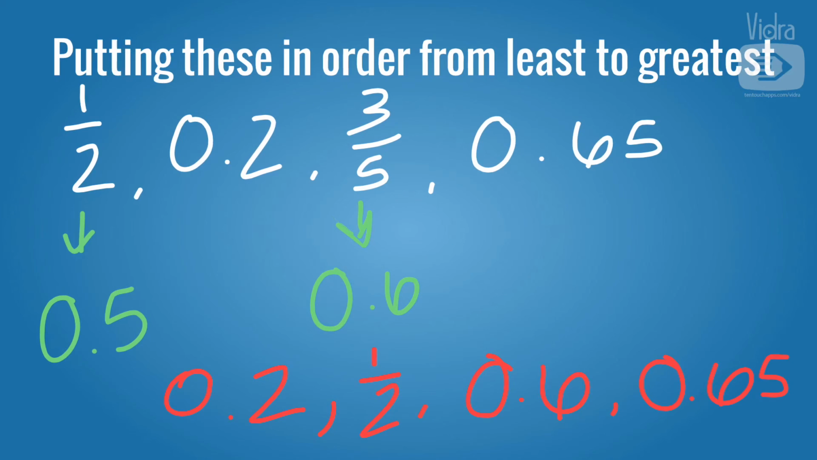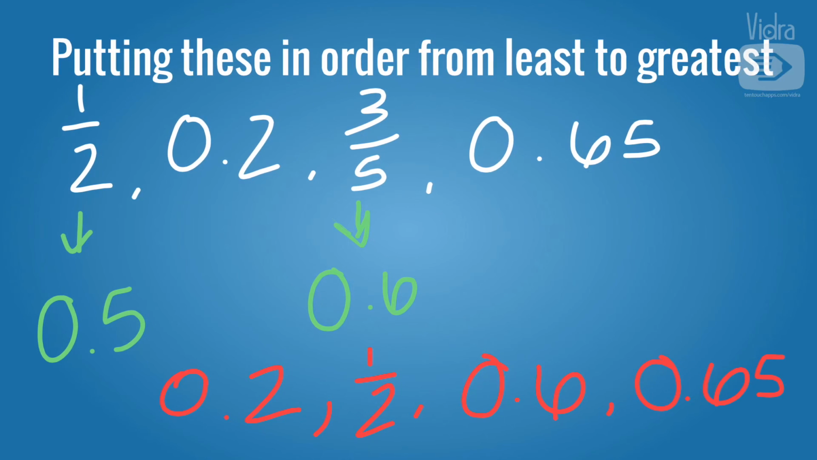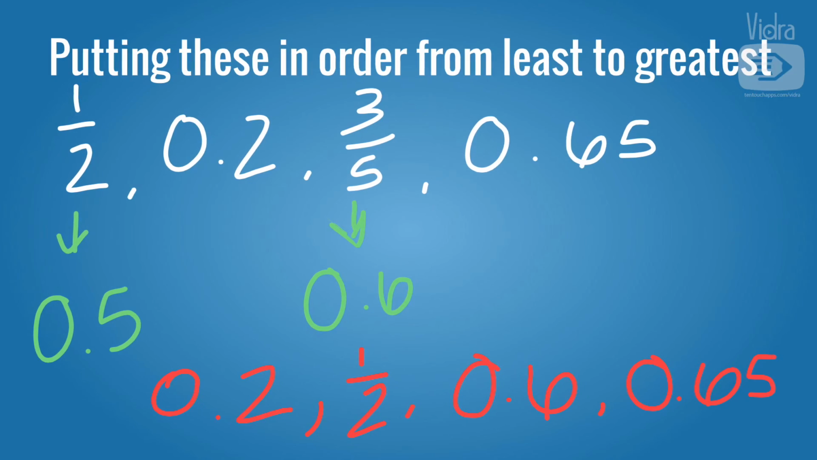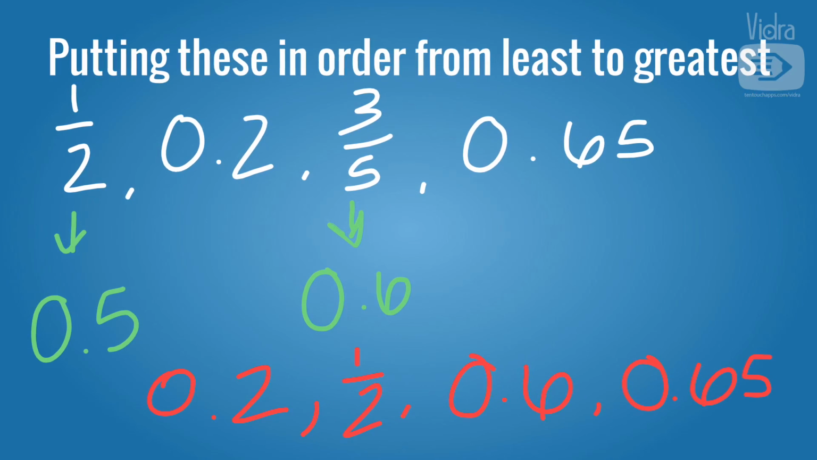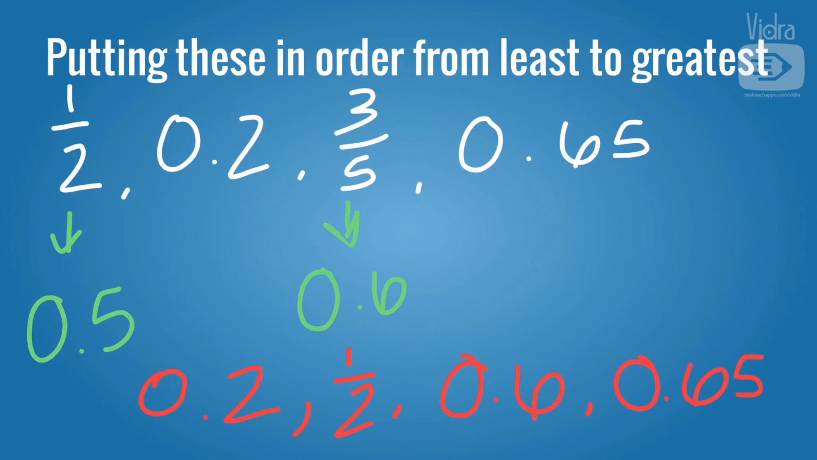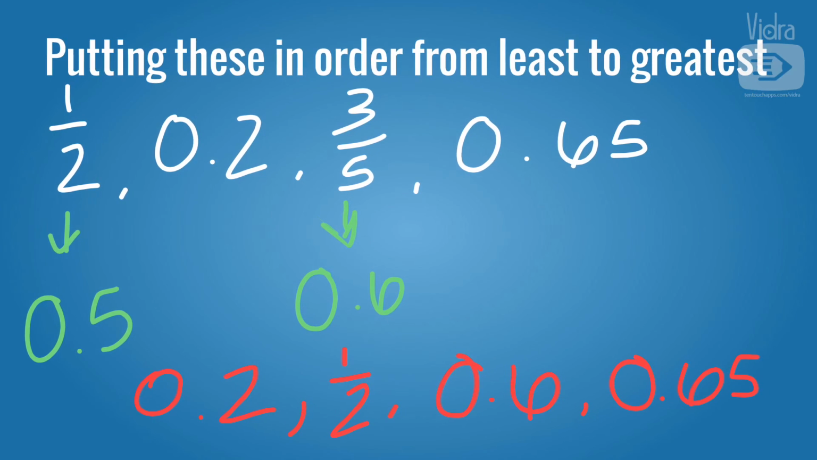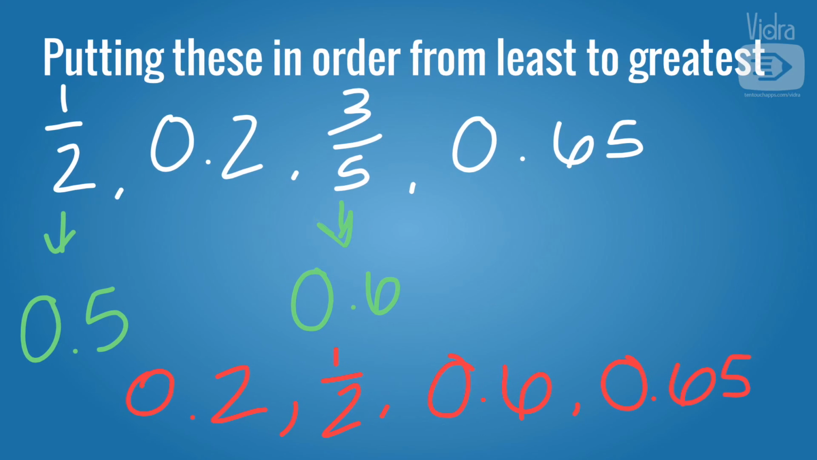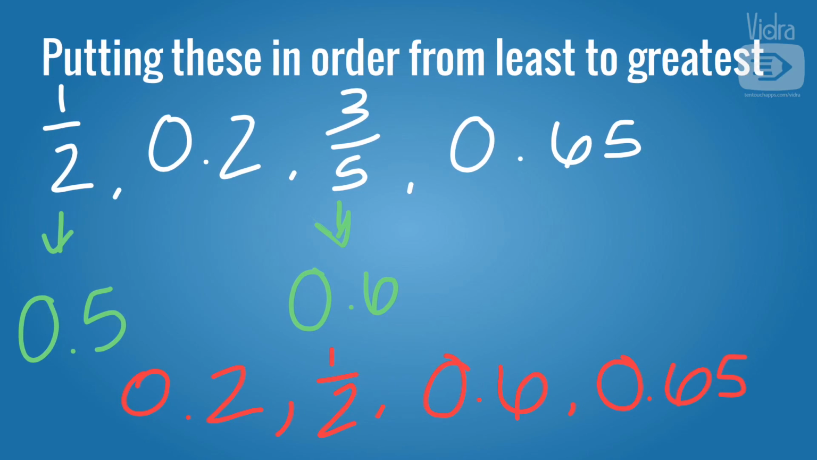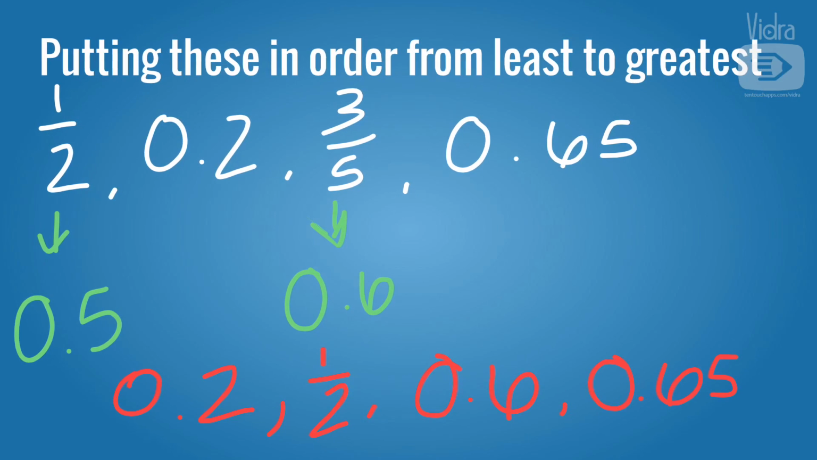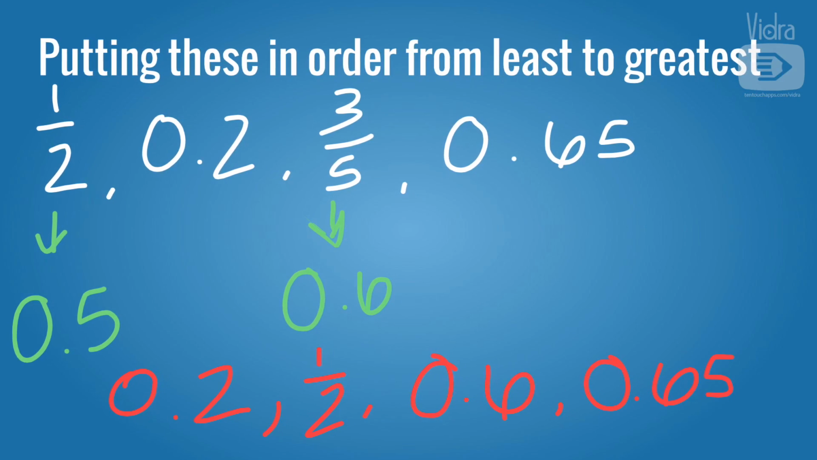It gets a little confusing if you're comparing fractions and decimals. So I'm going to turn these all into decimals so I can put these in order correctly from least to greatest. So 1/2, we've already done that one together, but if I put 1 divided by 2, I get 0.5. And then 3/5, 3 divided by 5 will give me 0.6 or 6/10. And I can put these in order as 2/10, 1/2, 6/10, and 65/100.